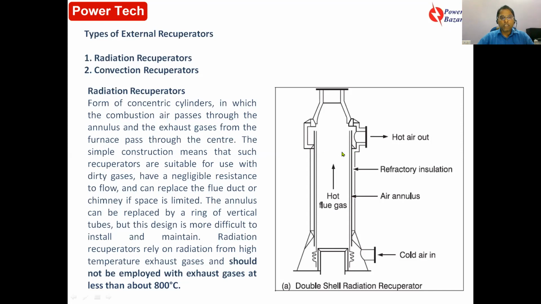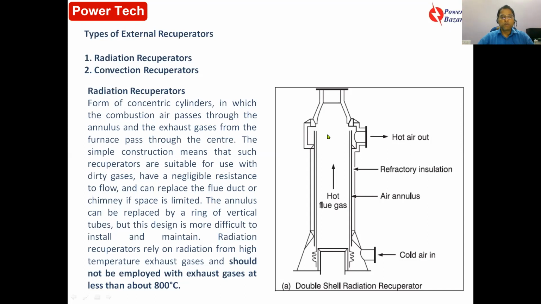So what is happening? Because of radiation, this hot gas radiates heat to the cold air, due to which the temperature of the cold air goes up. So this is an example of a radiation recuperator. It is simple in construction, and it can be utilized with dirty gas, meaning where dust particles or some sulfur particles will be there. It will be good with dirty gas, and it will have negligible resistance to flow.